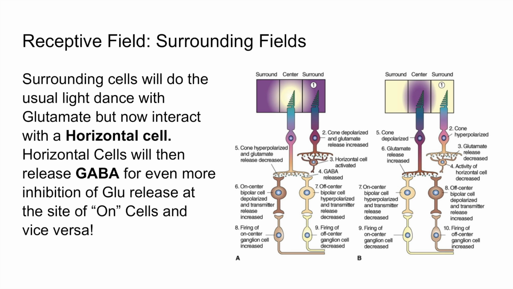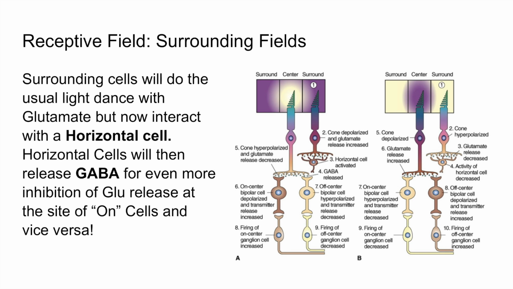But instead of projecting directly to bipolar cells, they first feed into horizontal cells. Horizontal cells integrate input from multiple surrounding photoreceptors and then send inhibitory feedback using GABA back onto the central photoreceptor terminals. That's the key move here. They don't just pass information forward, they modulate what the center photoreceptor is releasing. So now walk through that classic scenario.